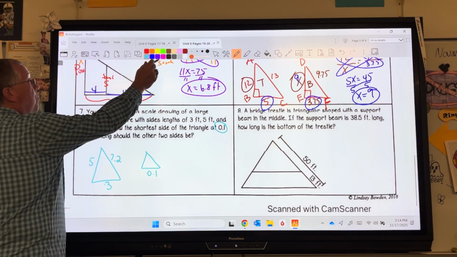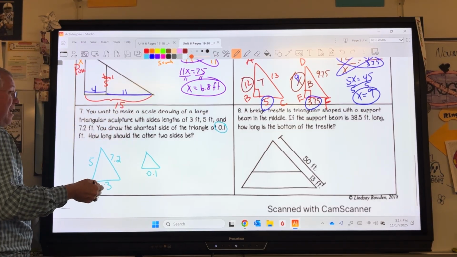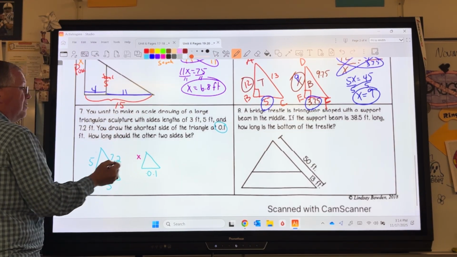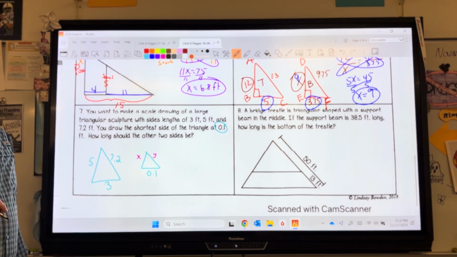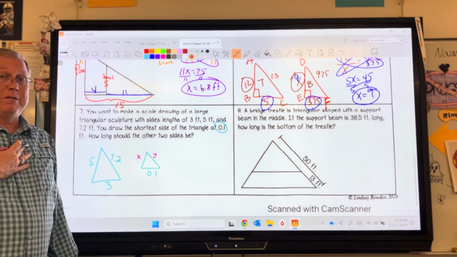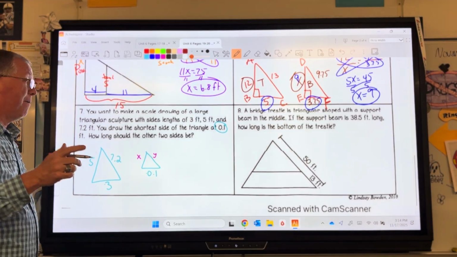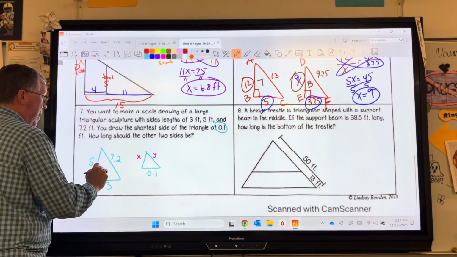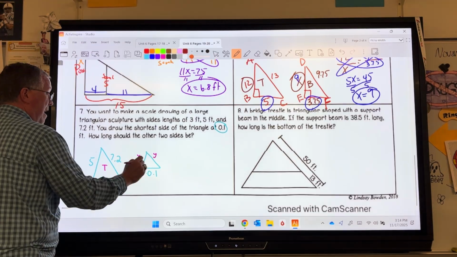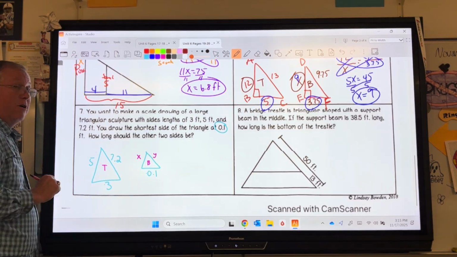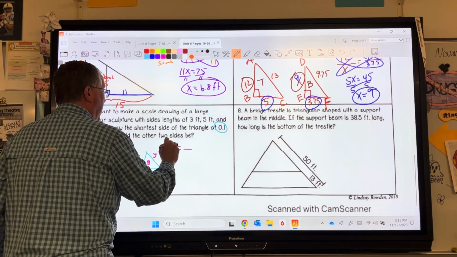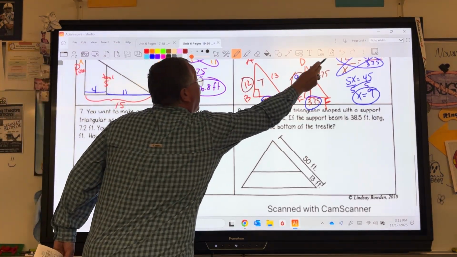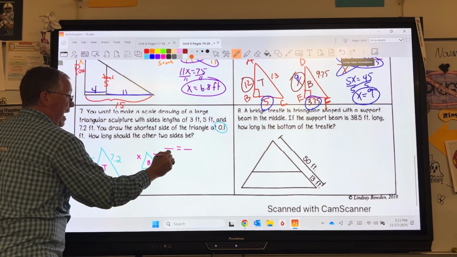It wants to know what the other two sides are. Well, I need to find this side, so we'll call it X. I need to find this side, we'll call it Y. Which means I'm going to have to do two different problems. We talked about this the other day. So let's start off with X. Anything from here is going to go on top. Anything from here is going to go on bottom. So I set up my first ratio. I put X up here. Oh, sorry, take that back. I didn't follow my own rule. X is going to go on bottom.